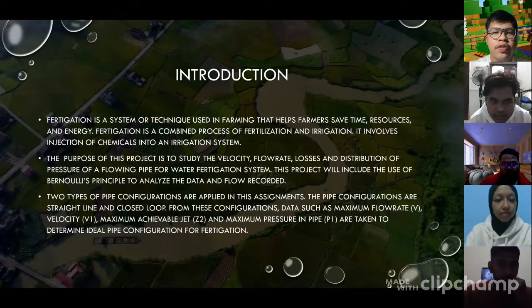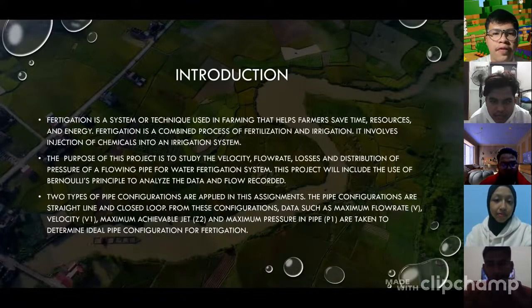The purpose of this project is to study the velocity, flow rate, losses, and distribution of pressure of a flowing pipe for water fertigation system. This project will include the use of Bernoulli's principle to analyze the data and flow recorded.